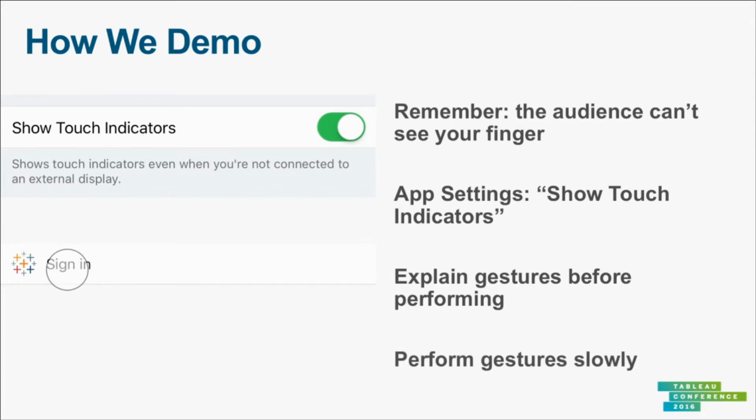So warn them ahead of time if you're going to drag, where are you dragging to? If you're going to tap, where you're going to tap. Because the user doesn't know where your finger is about to hit, you really have to tell them quite explicitly.